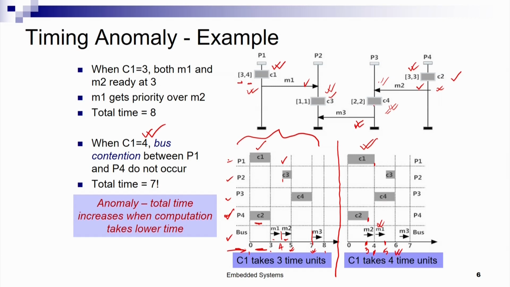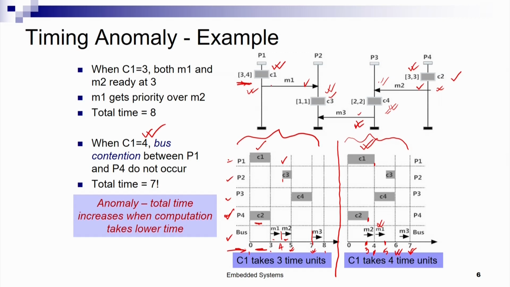C3 takes only 1 unit of time, and both of them complete at time 6. So, C4, which takes 2 units of time, also completes at time 6, and C3, which takes only 1 unit of time starting at time 5, completes at time 6. Now, after C4 completes at time 6, message M3 can be transmitted, and the final message M3 completes its transmission at time 7. So, now we see that we have a case in which when the computation takes less time, the whole process takes more time to complete, 8 time units.